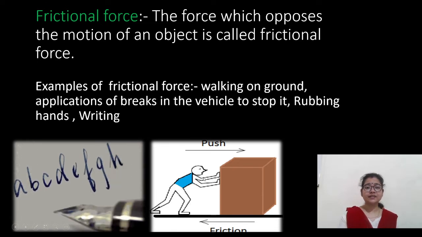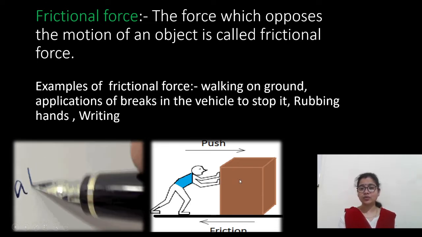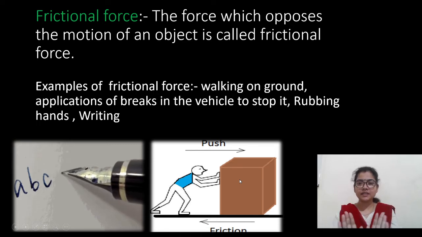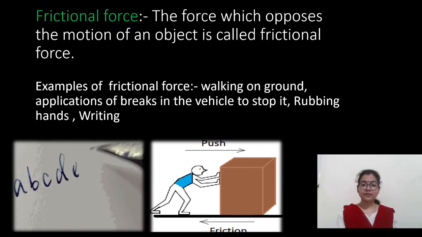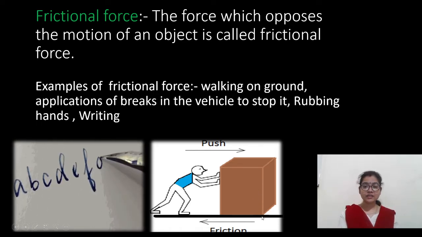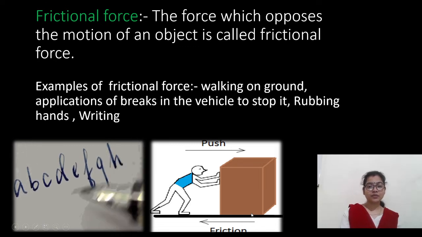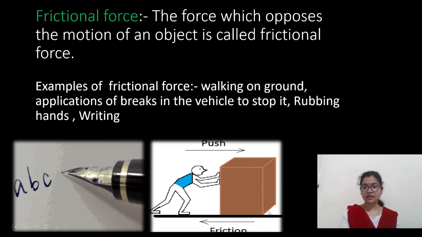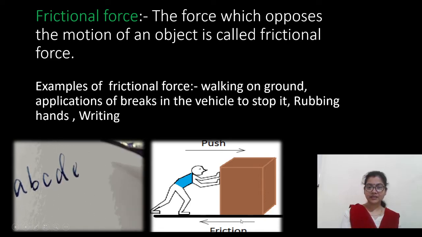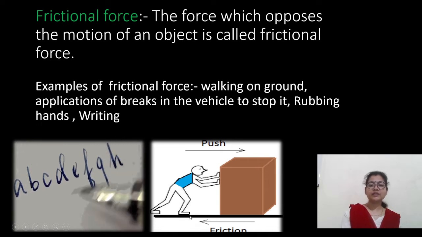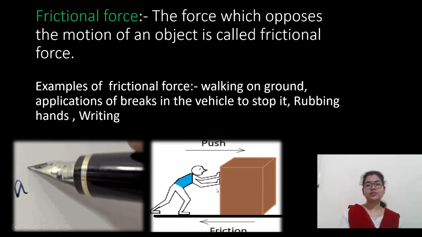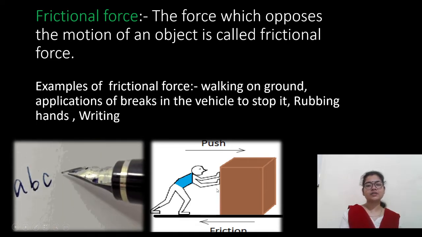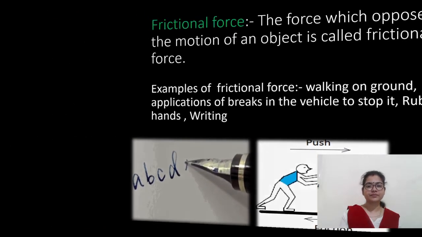Next, see this. You can see here this man is applying force on this wooden block. He is pushing the wooden block while the ground is applying frictional force in the opposite direction. This is the direction of motion, and the ground is applying force in the opposite direction to the motion. So it is also a case of frictional force.